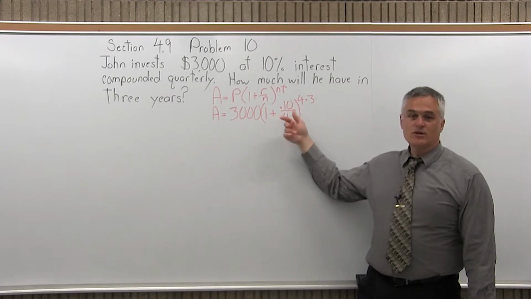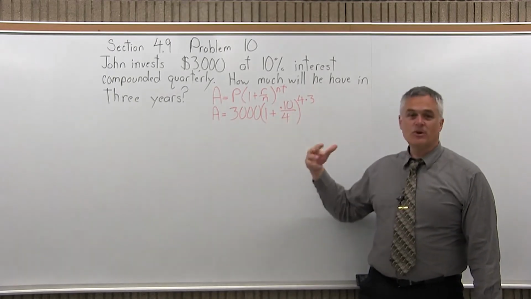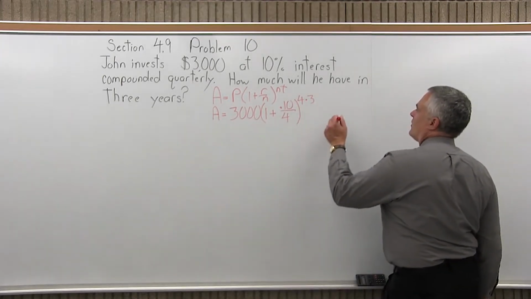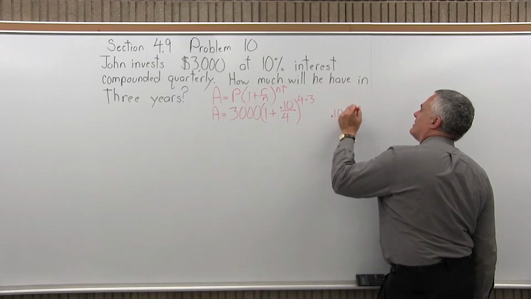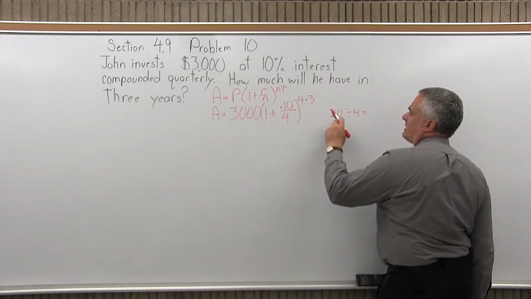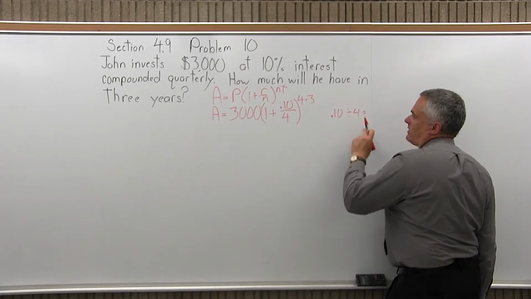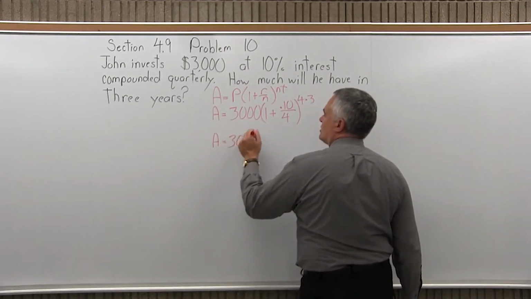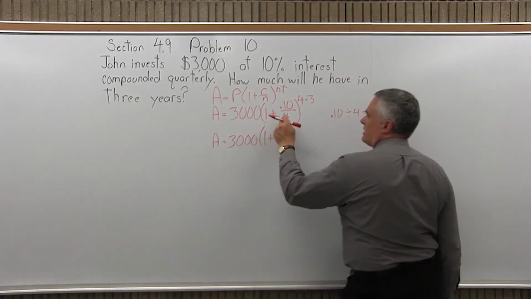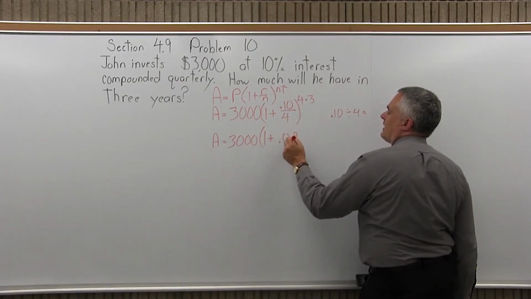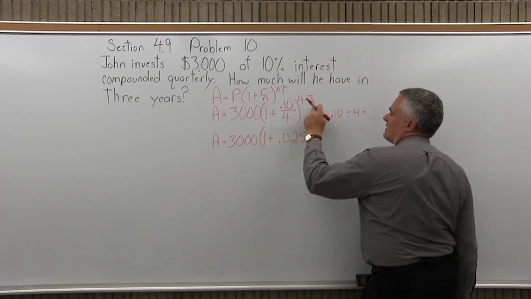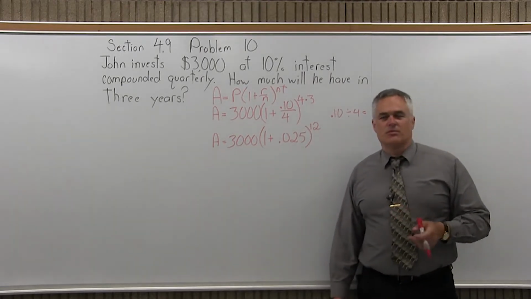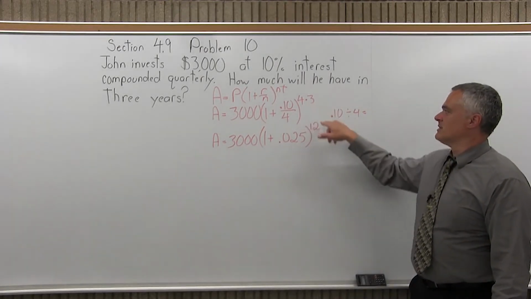Even within the parentheses, there are two operations. There's an add, and this fraction represents a divide. Divide must be done before add. So that 0.10 over 4 is easily done with a calculator. Enter the numerator of 0.10, divide by 4, so that should be 0.025. So the 3,000 will stay in front. 1 plus the result of this division is 0.025. Close the parentheses, and I might as well just make the exponent a 12. I mean, technically, I can wait until I'm done with the parentheses, but I can make it a 12. 4 times 3 makes 12.